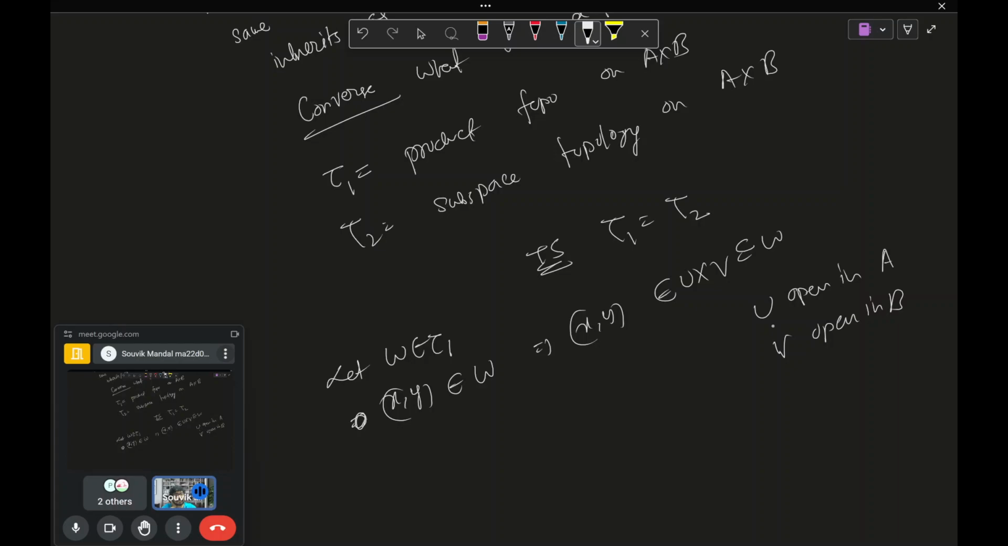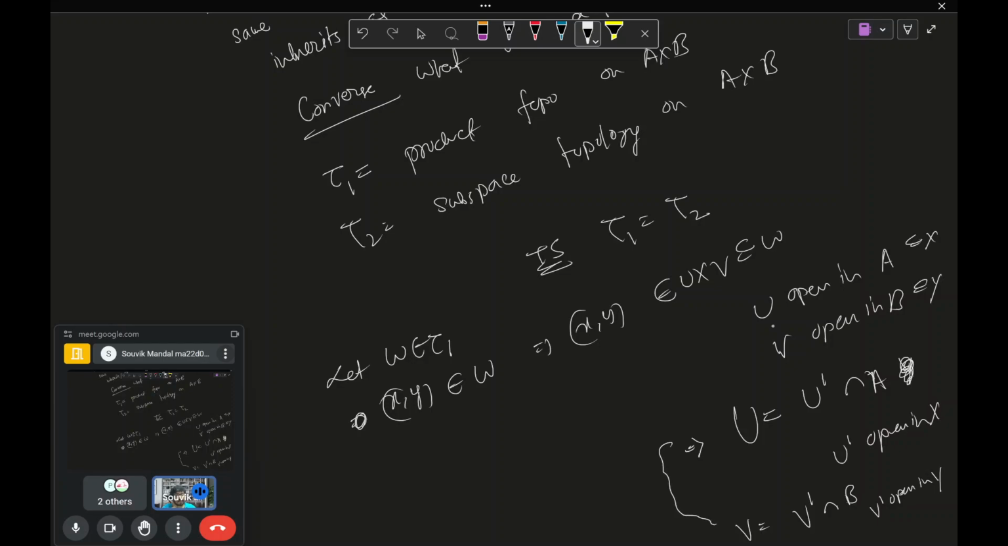Now A is a subspace of X, B is a subspace of Y. So this implies U can be written as U dash intersection A, where U dash is open in X, and V can be written as V dash intersection B, where V dash is open in Y. Do you understand these two lines? Why did we suddenly write this?